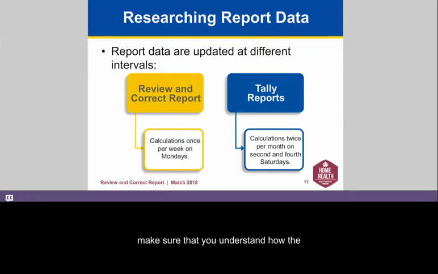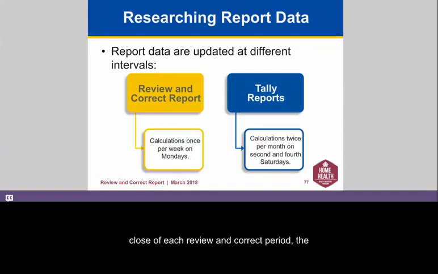We want to make sure that you understand how the frequency of the calculations and the updating will affect what you are looking at. The review and correct report data is updated once a week. So the calculations are done once per week on a Monday. The tally reports calculations are updated twice a month on the 2nd and 4th Saturdays. And you can see that these intervals do not match exactly.